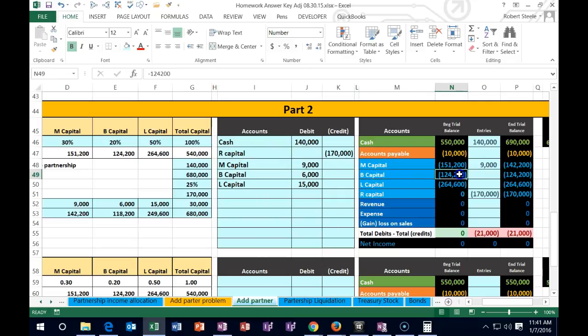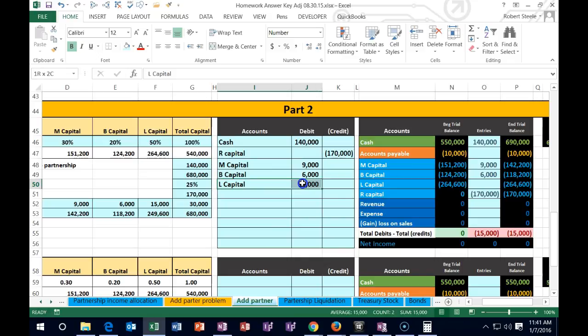Then we're going to post the B's capital account. Here's B, here's the capital, that's a credit. We're going to do the opposite thing to it, a debit, making it go down. We're going to say that equals the 6,000. Once we hit enter, the capital account we would hope would go down to the 118.2. Let's see if that's what happened. The 124.2, enter, goes down to 118.2.